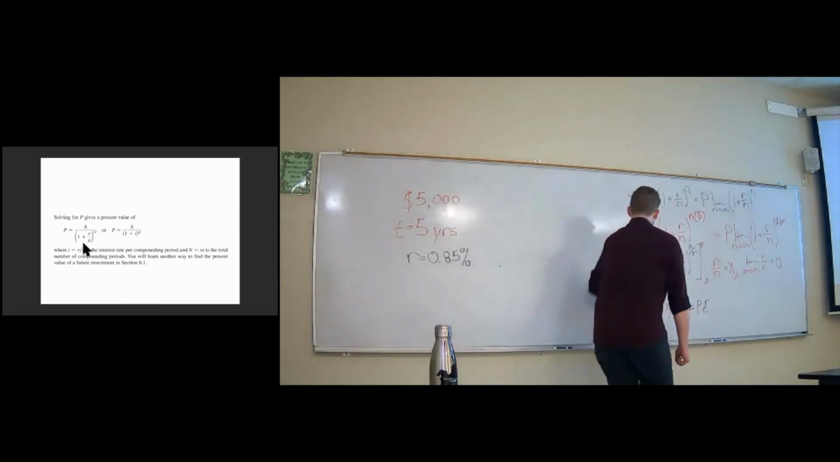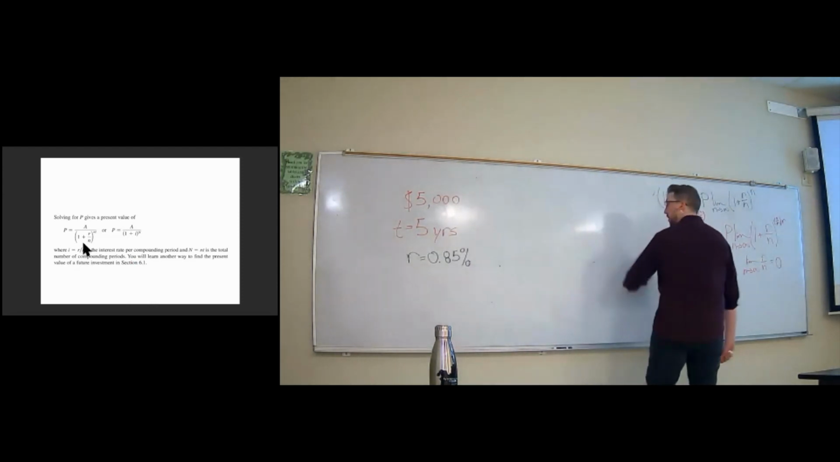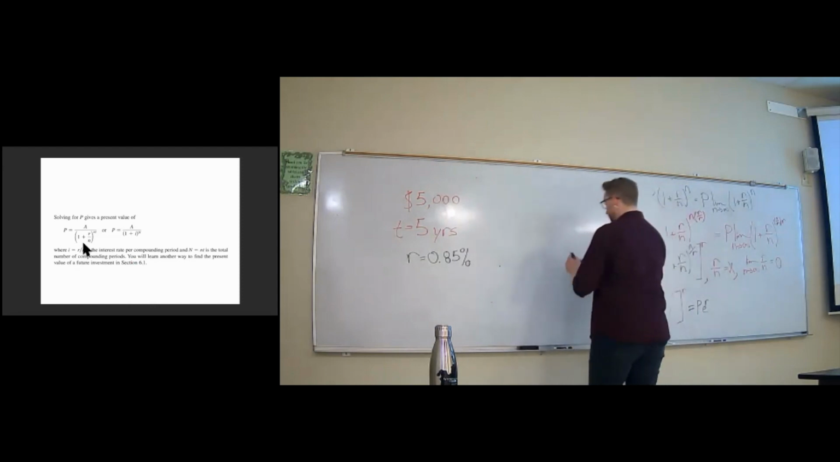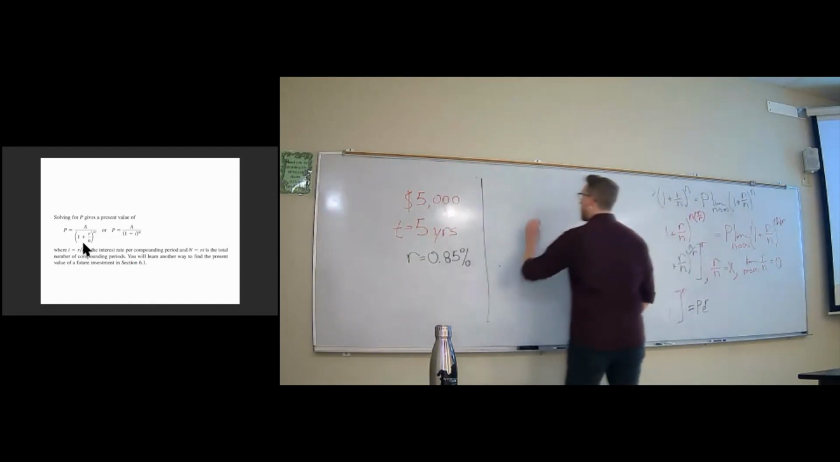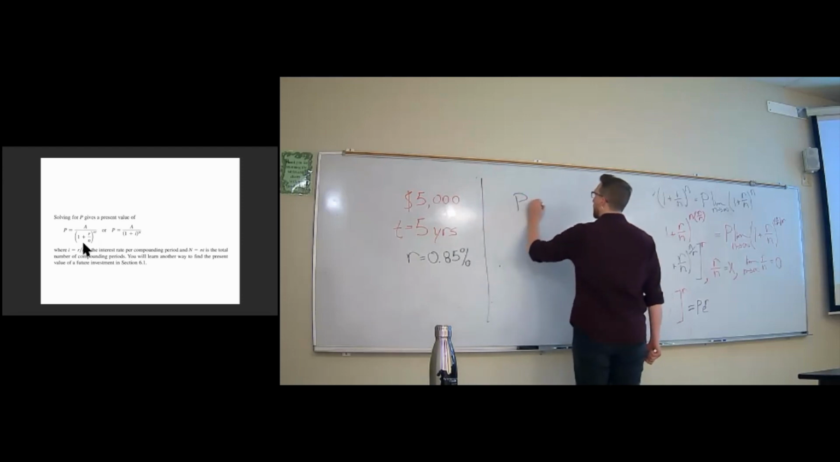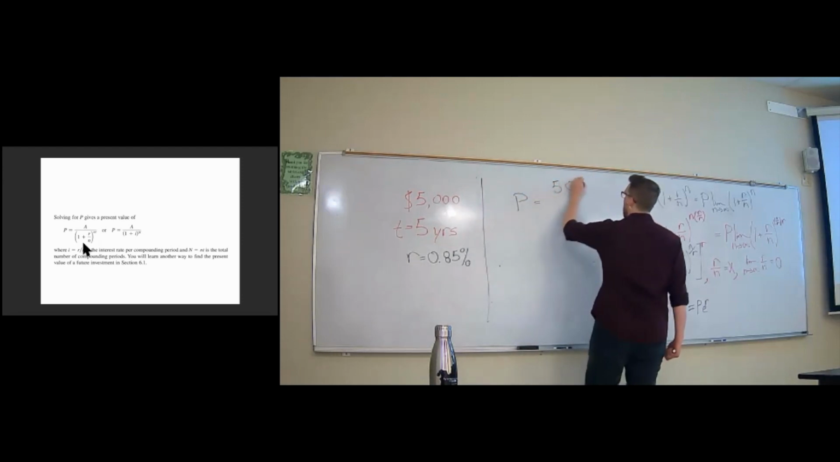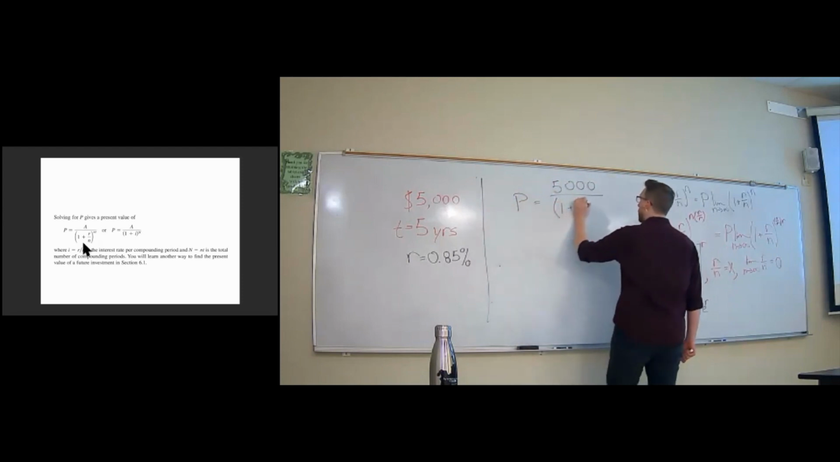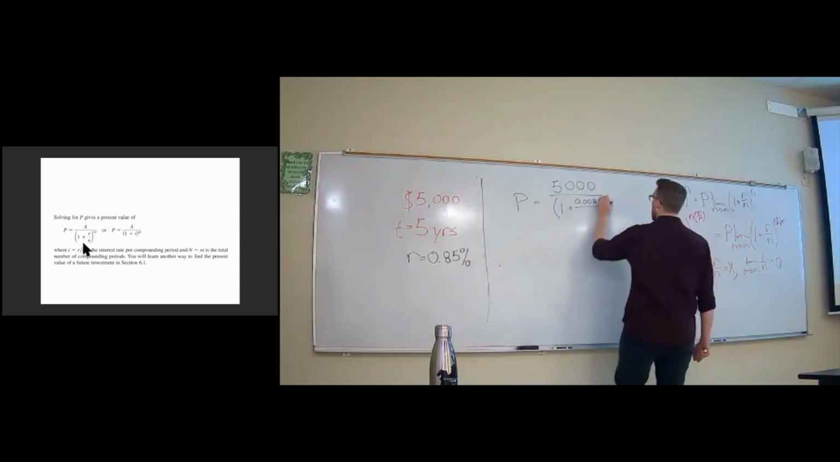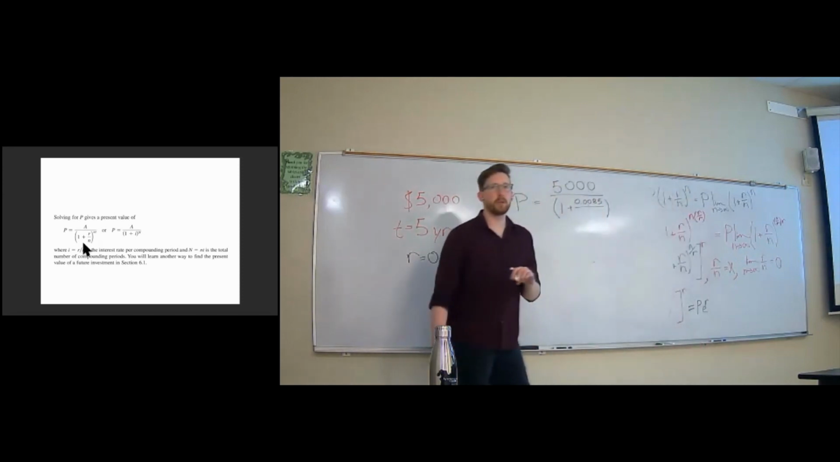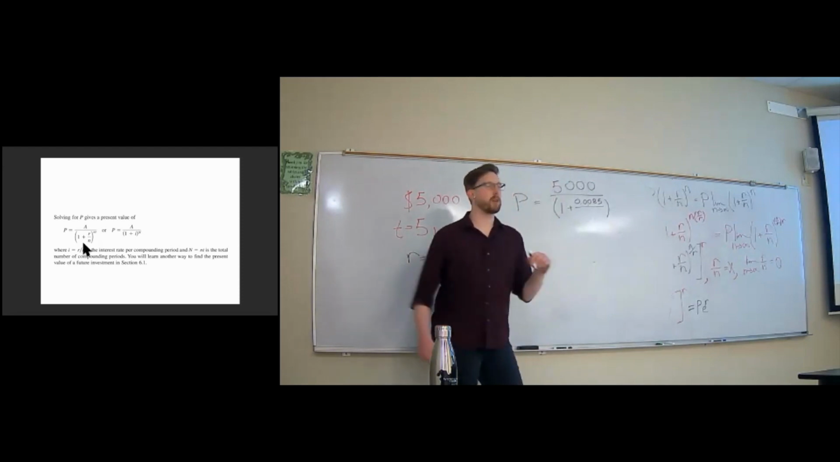So if I want 5K at the end of 5 years, then the amount that I need to deposit is going to be 5,000 divided by 1 plus the rate, 0.0085, my mistake, divided by, wait, how often does this compound? Well, let's say it compounds quarterly.